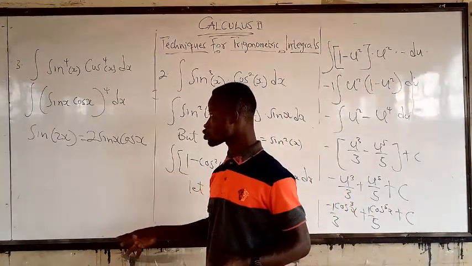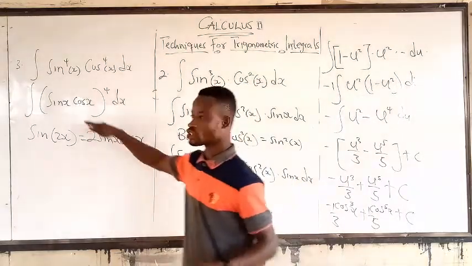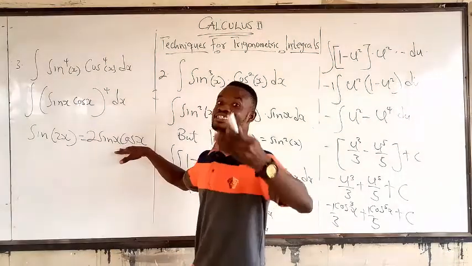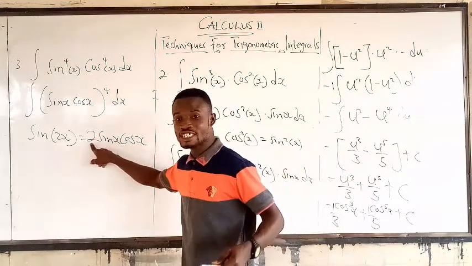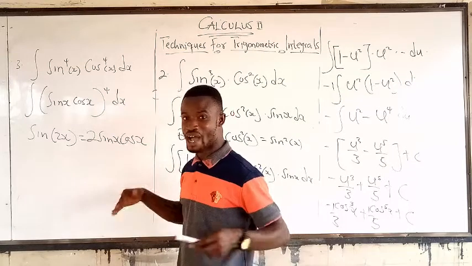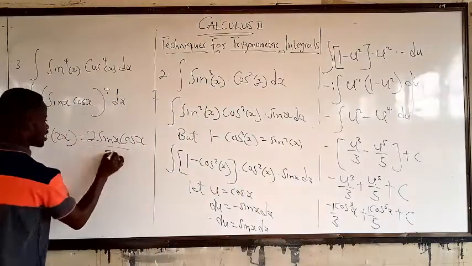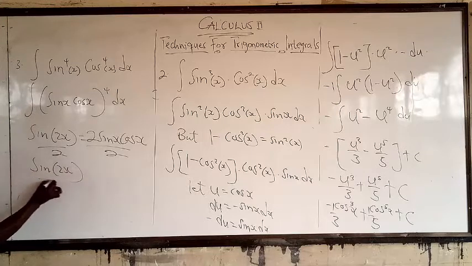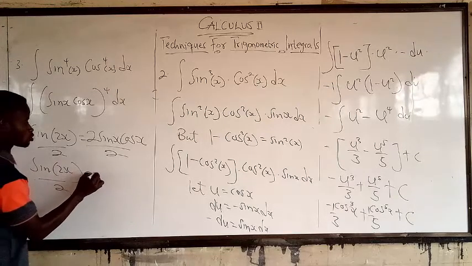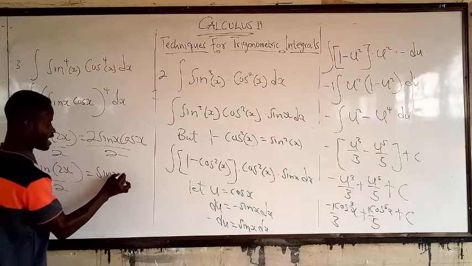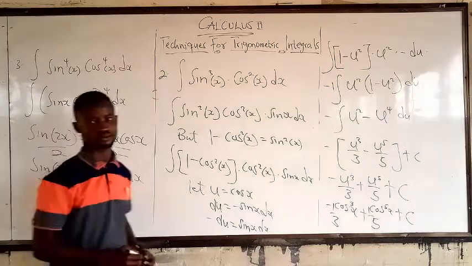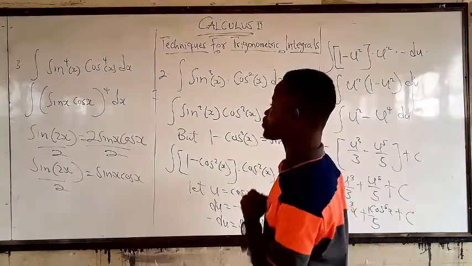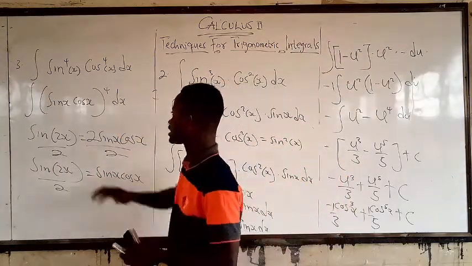This is equal to this. And if that is so, then watch. What is here is not exactly what is there, but it's only these two. So we can divide both sides by 2. When we divide here by 2 and here by 2, we get sin 2x over 2 is equal to sin x cos x. I hope you can clearly see that. Very good. So by substitution, we can say that this is the same as this.